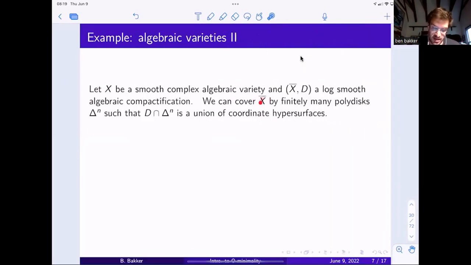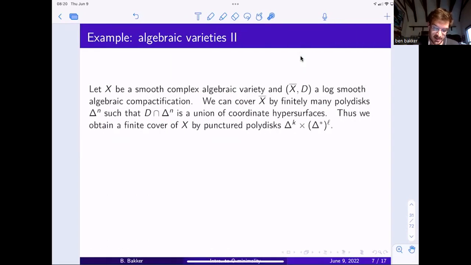Okay, so the compactification can be covered by finitely many polydisks, such that in those polydisks, the boundary looks like a union of coordinate hypersurfaces. Then by restricting to X, we get a cover by finitely many punctured polydisks. And the important point here is that this gives a natural definable atlas to X once we shrink all the polydisks potentially a little bit.